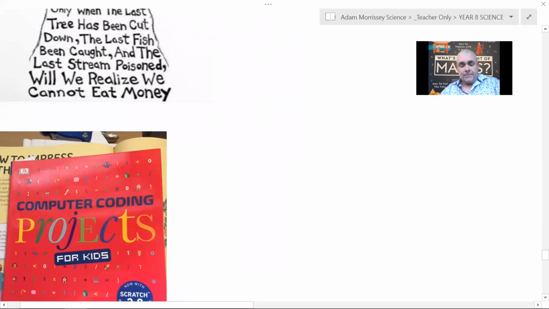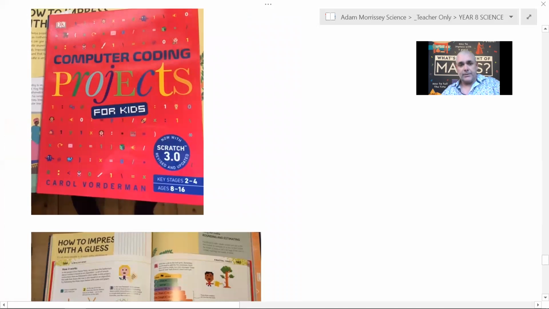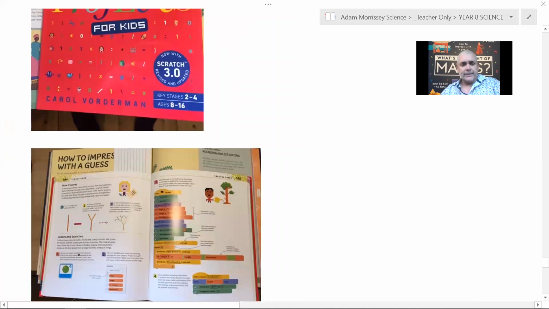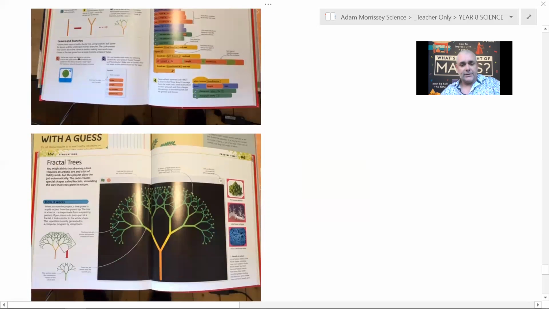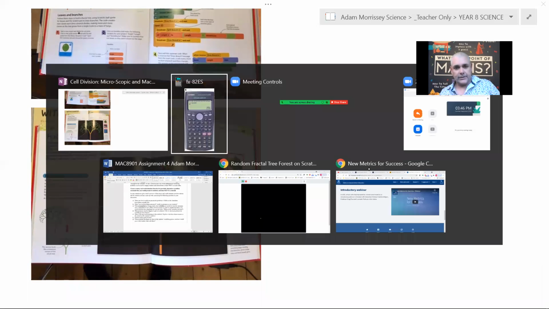At this point, I've just got to introduce this book here. Carol Vorderman has got some really good resources for programming, and one of these here is making fractal trees, modeling what a tree looks like. And I've done that code, so I just might show you that quickly.